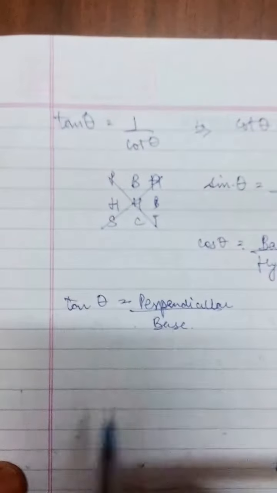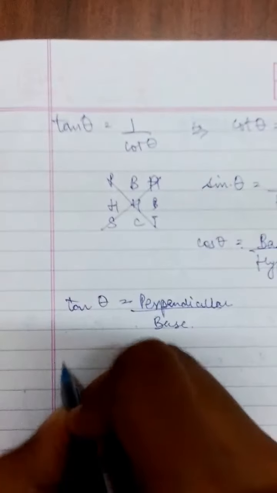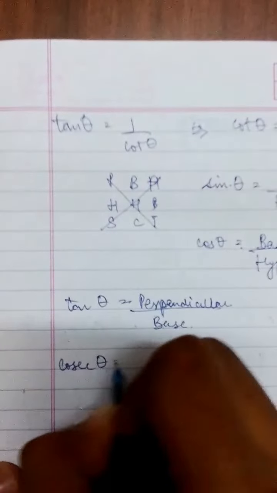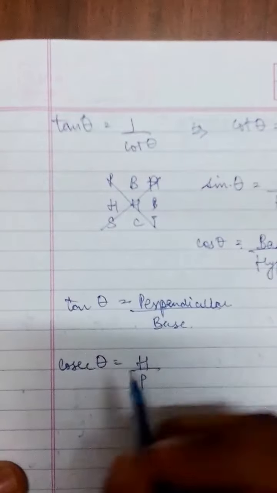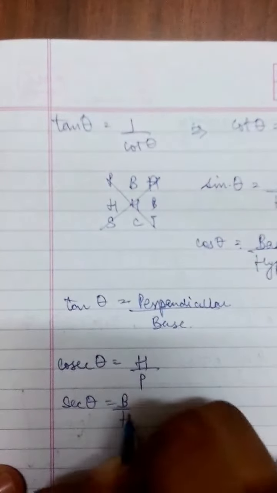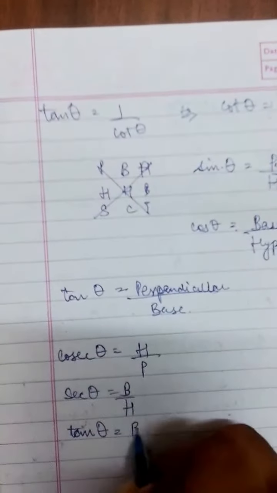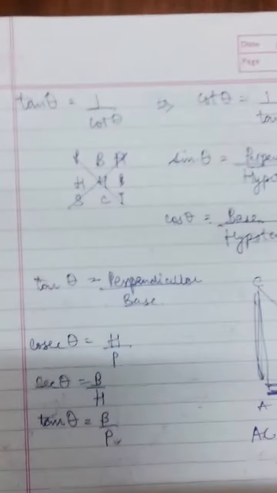Perpendicular by the base. So their ratios can easily be found like their reciprocals. Cosecant theta is hypotenuse upon perpendicular, secant theta is equal to base upon hypotenuse, and tan theta is equal to base upon the perpendicular. Fine.